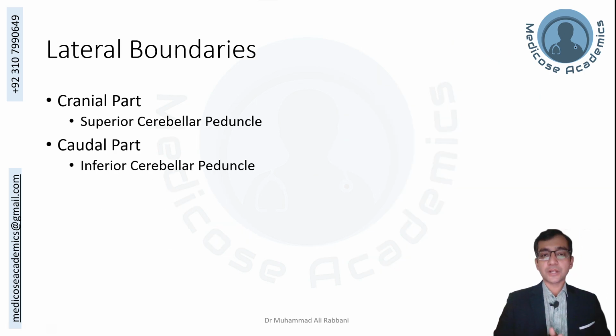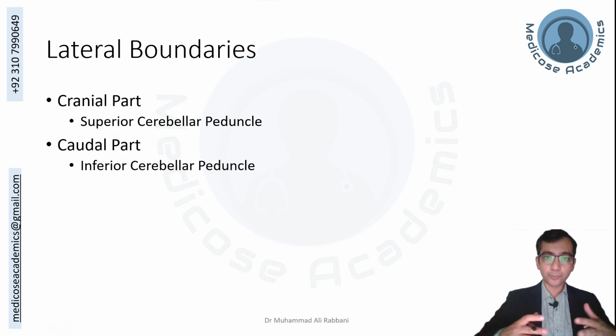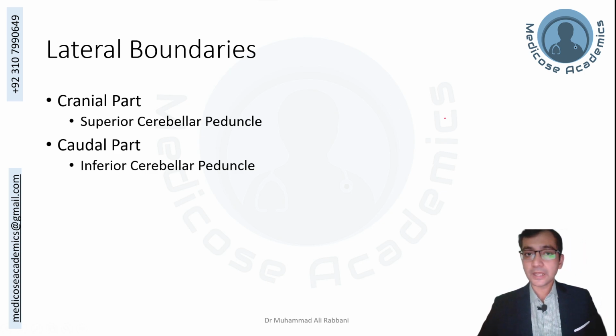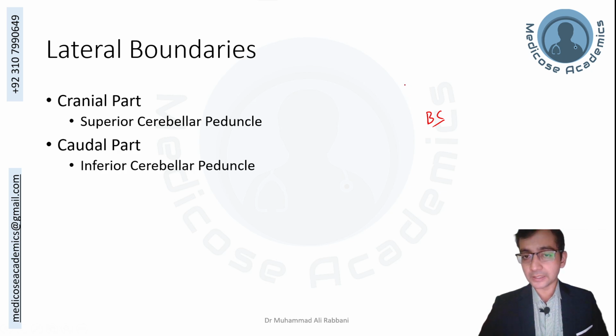If we see the boundaries, the lateral boundaries of the ventricle are made by the peduncles. As you see, anteriorly, if I look from the back, there is the brainstem, and behind it there is the cerebellum, and the brainstem is connected to the cerebellum through peduncles.